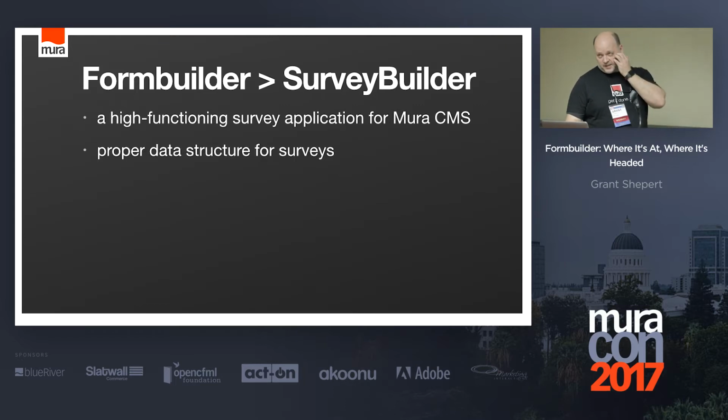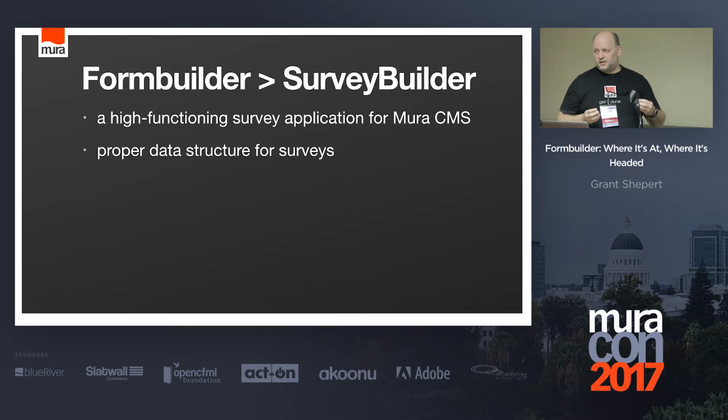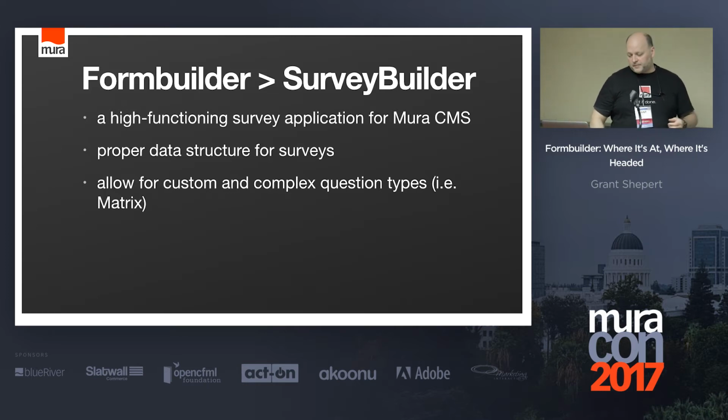Proper data structure for surveys was the big requirement. You can't do surveys and just have each survey result stored in an XML blob and then somehow turn that into graphs and charts and have available data. So that was the big difference: SurveyBuilder's results are actually, every survey creates one or more Mura ORM objects, and all the data from the forms is saved into Mura ORM. That allows for custom and complex question types, like matrices. A matrix is basically a block of radio button questions, and we'll take a look at a few of those.